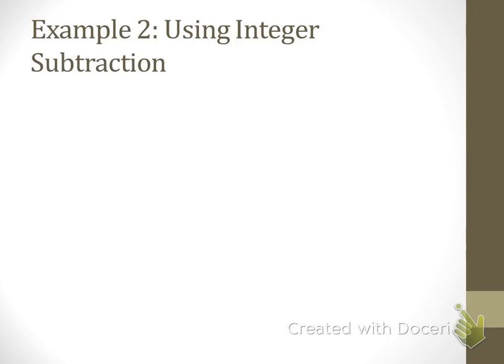All right, in example 2 now, I'm going to use my rules for subtracting integers in a more real-world type situation. It says that the highest point in Asia is Mount Everest. Mount Everest is actually the highest point in the world, so they could have said in the world.